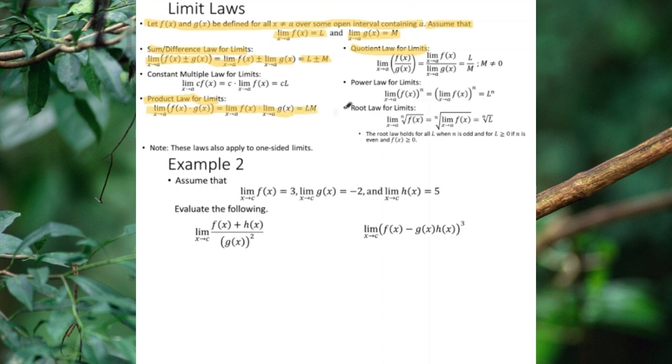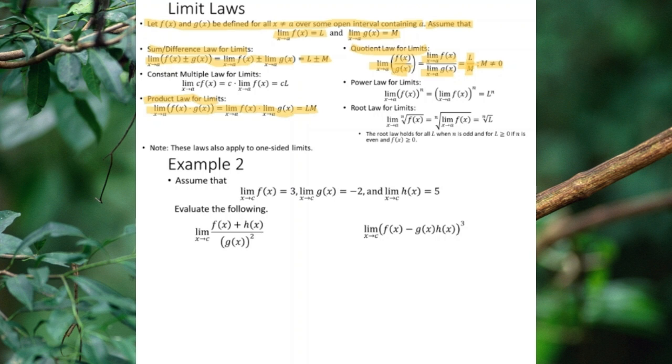which would be L times M, while the quotient law states the limit as x approaches a of f of x divided by g of x is equal to the limit as x approaches a of f of x divided by the limit as x approaches a of g of x, which is equal to L over M. Now, the quotient law does only hold as long as M is not equal to 0 because we cannot divide by 0. So with these four laws, if I add, subtract, multiply, or divide functions, the limit of those functions would be the sum, difference, product, or quotient of the individual limits.